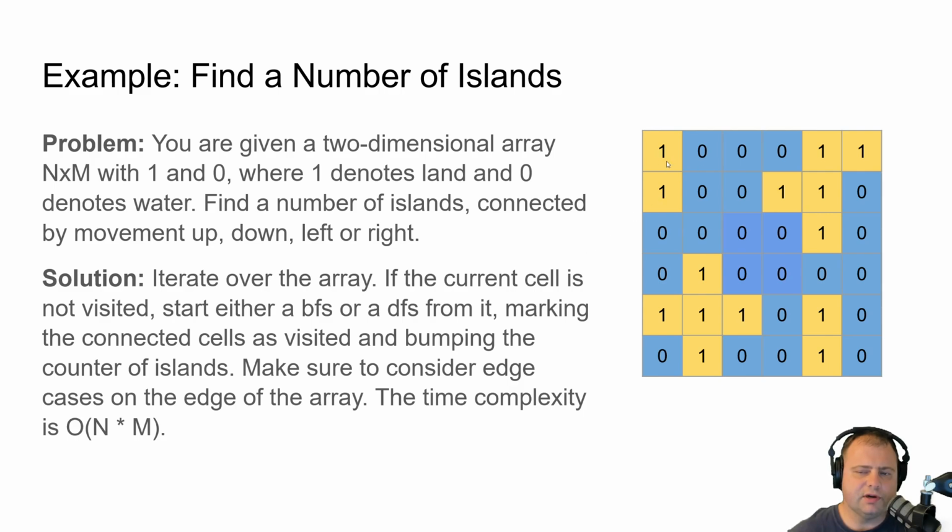We keep going while the recursion doesn't end in case of DFS, or while the queue is non-empty in case of BFS. And we need to check edge cases when we are at the edge of the array, for example i or j equals 0, or equals n minus 1, m minus 1. Time complexity ends up being O(n times m), basically linear in the total number of elements.